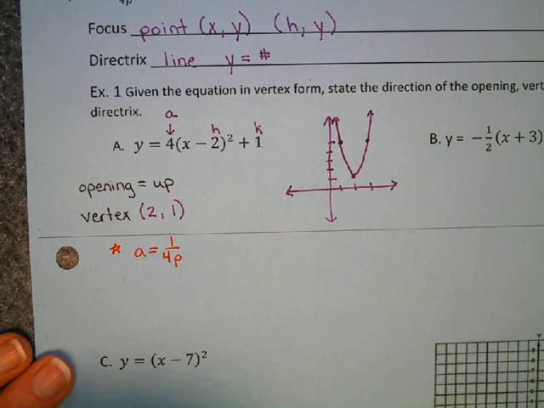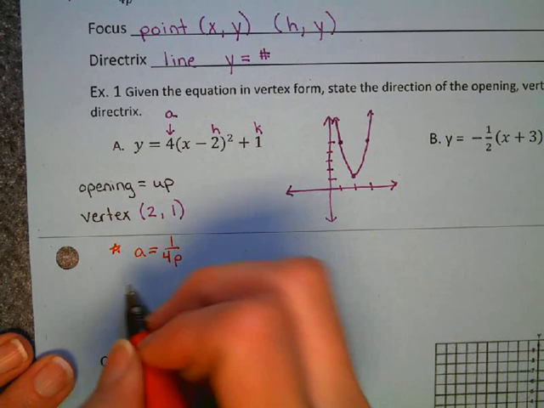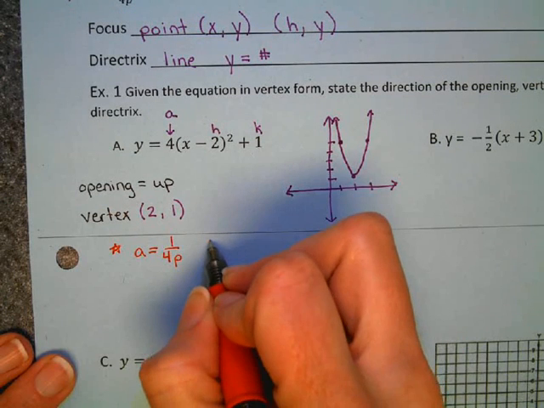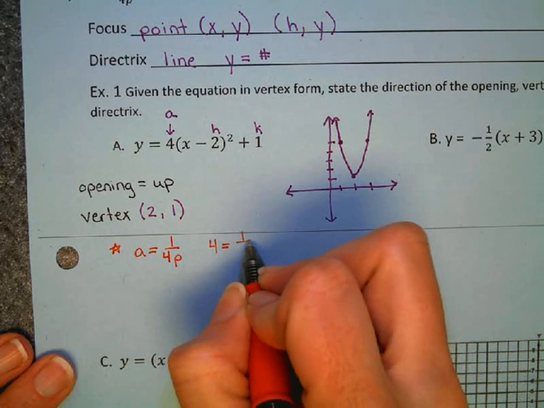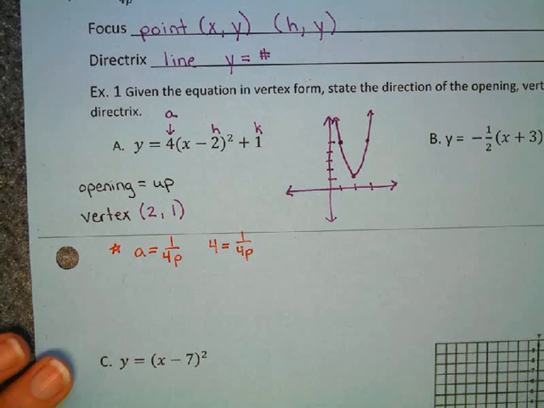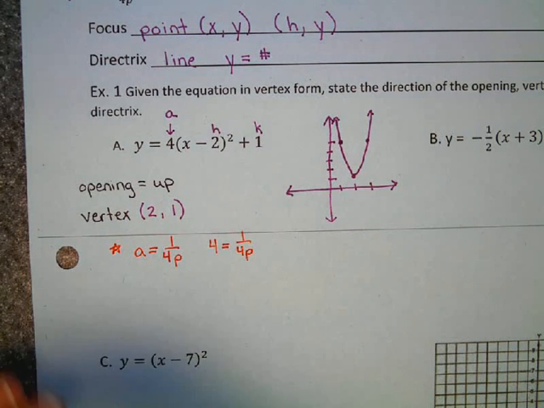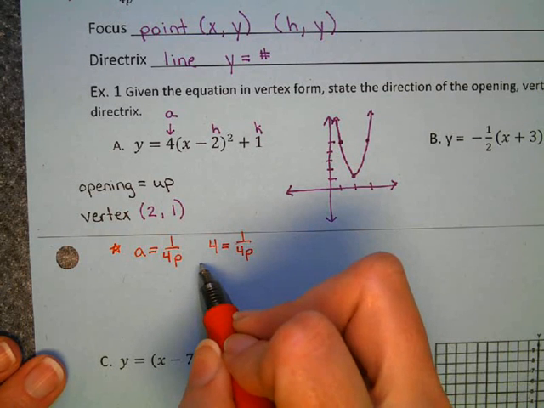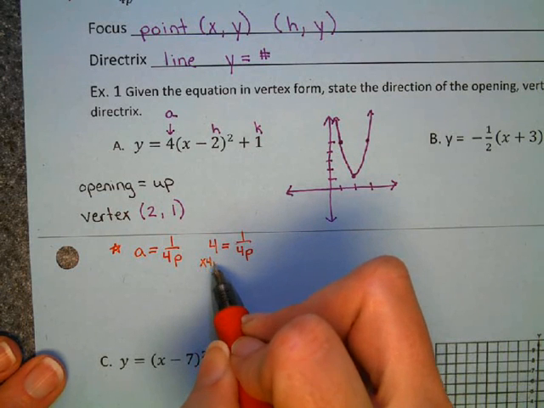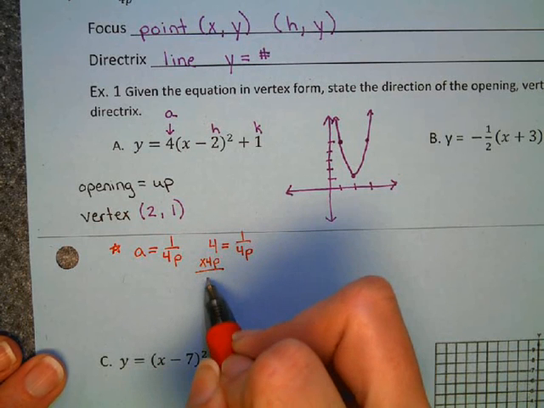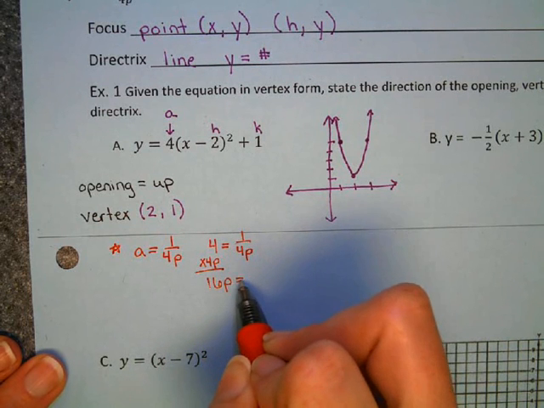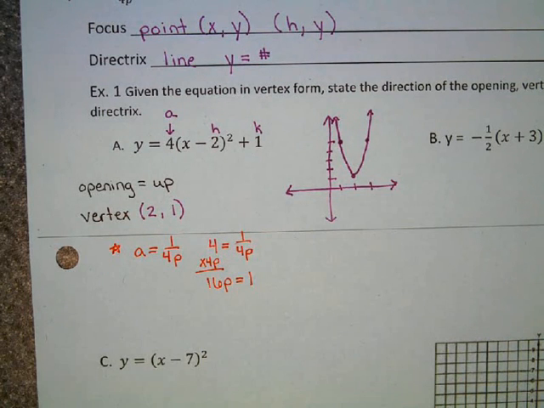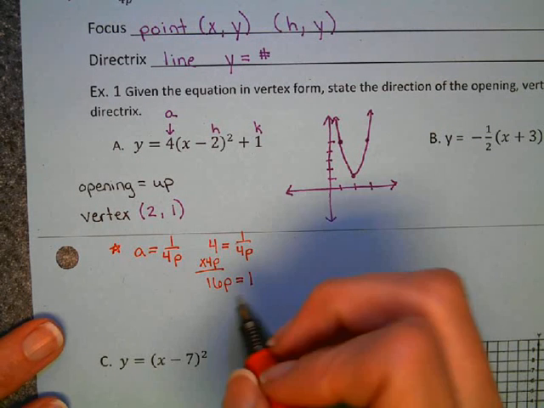So A for our problem is 4. So 4 equals 1 over 4P. To solve for the P, this line needs to divide, so the opposite of divide is times 4P to the other side. So I get 16P equals 1. And then to solve, you would divide both sides by 16. So P equals 1/16.